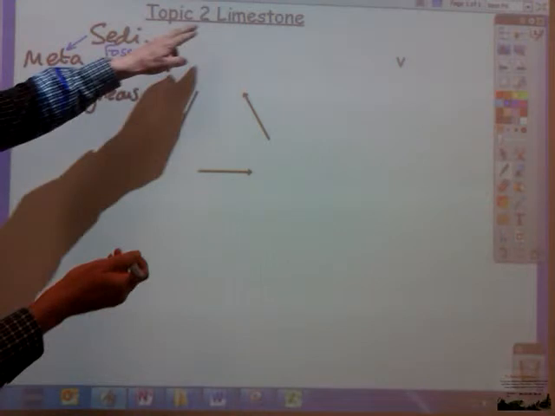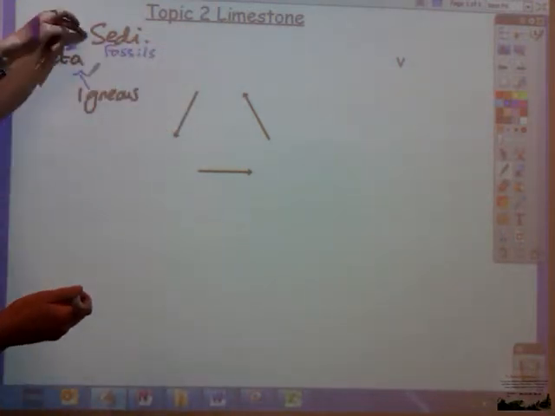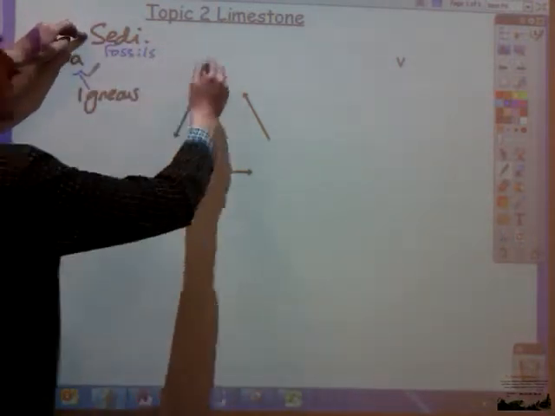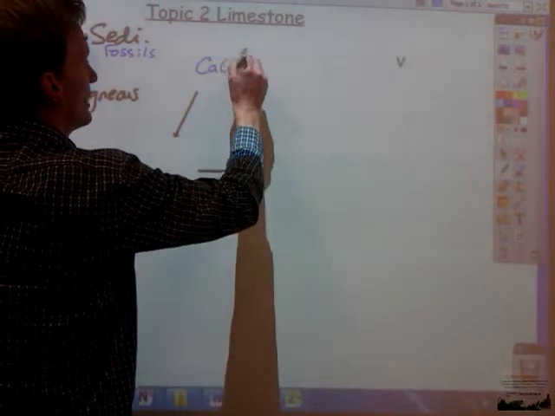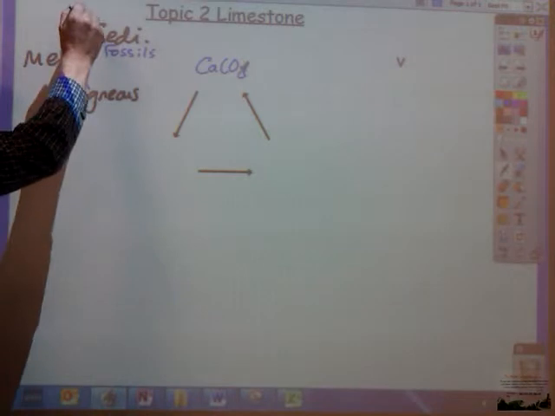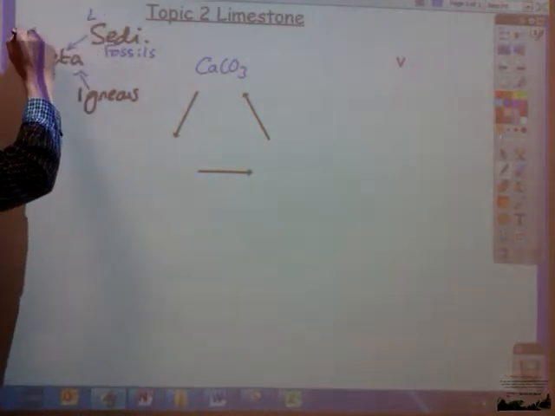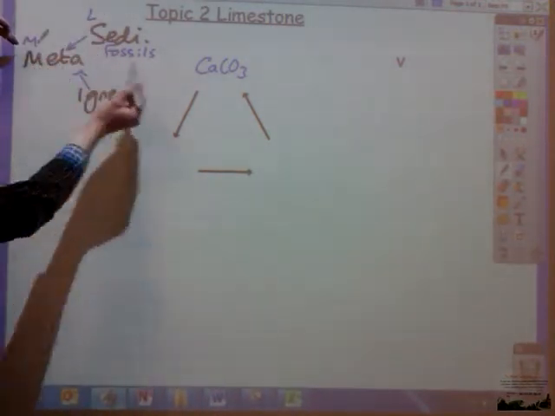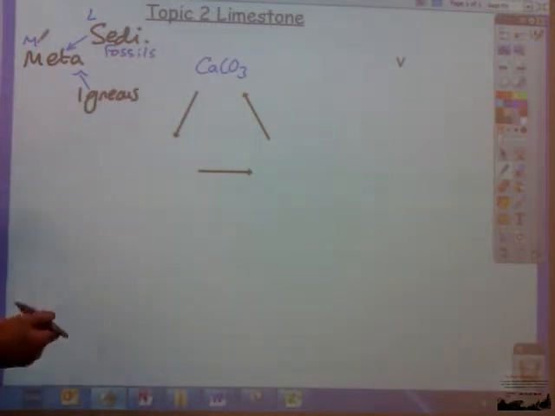So, like limestone, for example, is also the same chemical formula. That's calcium carbonate. Okay, the same chemical formula as marble. So limestone is sedimentary. Marble is made from that same formula, but it's given heat and pressure.